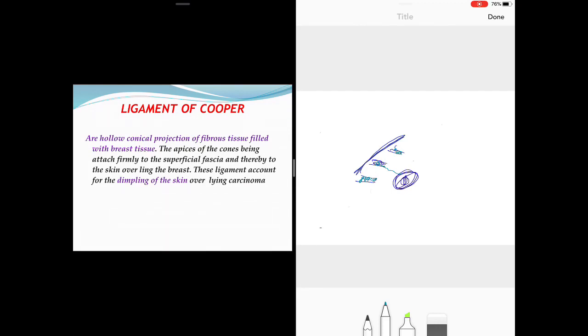When elevating the hand of a patient with CA breast during examination, Cooper's ligament loses its elasticity due to infiltration by malignant cells. With no elasticity, when the hand is elevated it pulls on the skin, and dimpling of the skin occurs during this examination. The dimpling is due to infiltration of Cooper's ligament by malignant cells, which leads to fibrosis of this ligament and loss of its elasticity. This is Cooper's ligament. Okay.